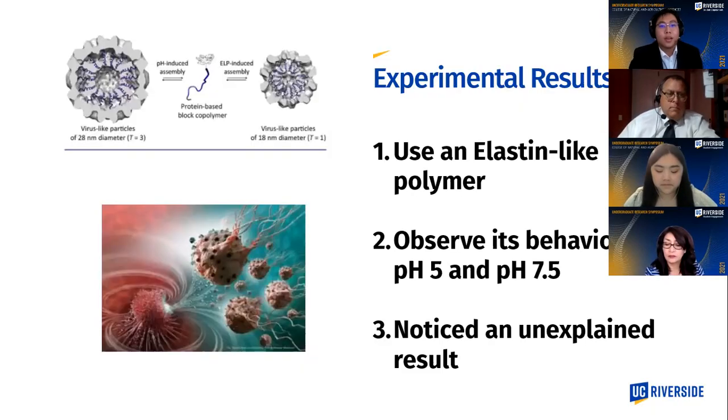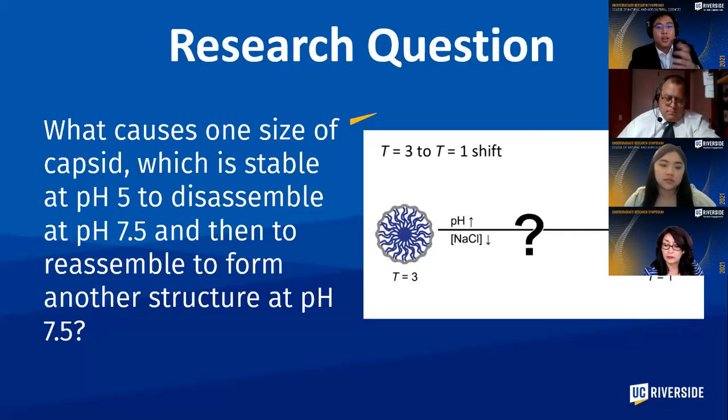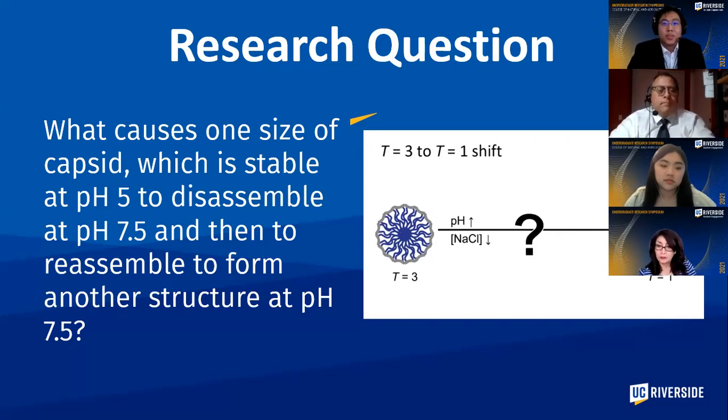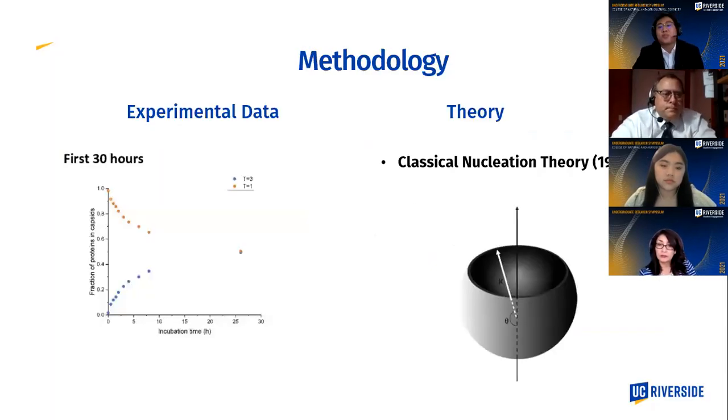Oh, sorry. So this is where we theoretical physicists come in to tackle this research question, as you can see here. To understand and model this data given to us by our collaborators, we have a theory known as the classical nucleation theory, as you can see on the right here. You can also see in this plot here that the T3s are assembling while the T1s are disassembling. And we want some kind of model or theory that can actually model that and encompass that.